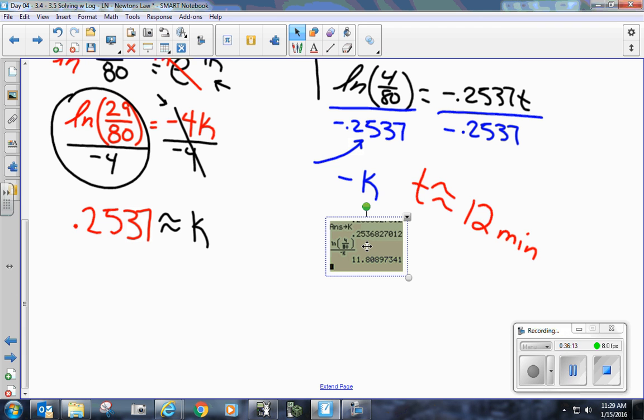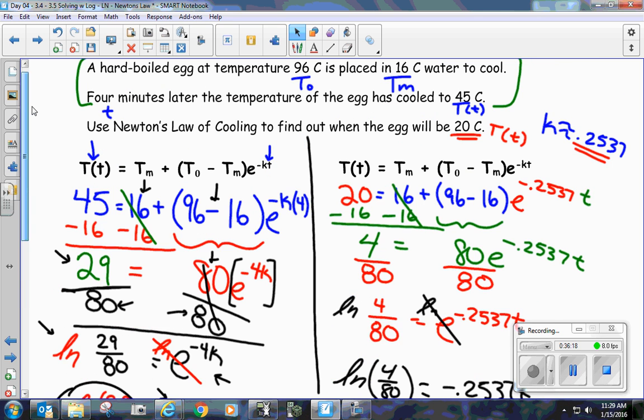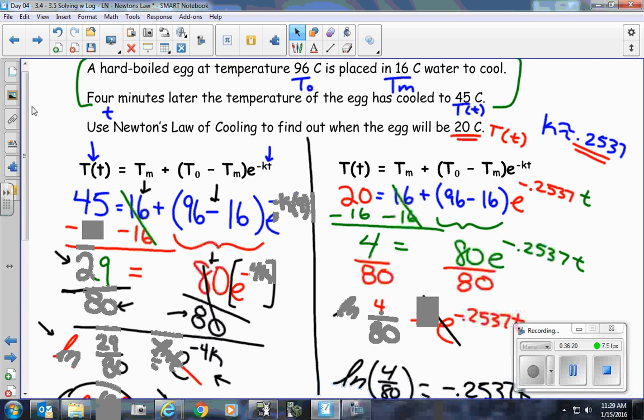I mean, shouldn't that make sense? If I look at my problem, it took 4 minutes to get to 45 degrees. It shouldn't take 3 minutes to get to 20 degrees. It's going to take more time to cool longer, won't it? It should. So, I mean, 12 minutes, that's good.